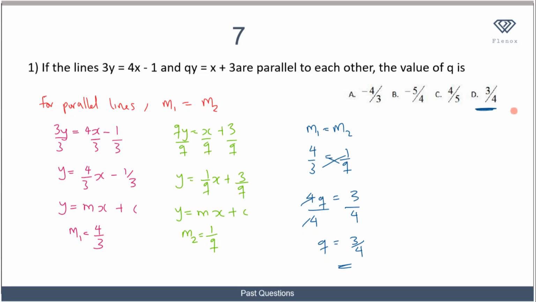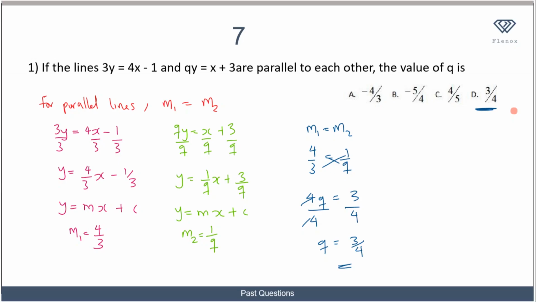So this pretty much sums up the idea based on gradient, distance between lines, and the equation of a straight line. So I would like you now to go through the exercises and try to tackle the questions that are there. Also, you can go to the JAMB past questions and look for more questions relating to what we have discussed and try to attempt them.